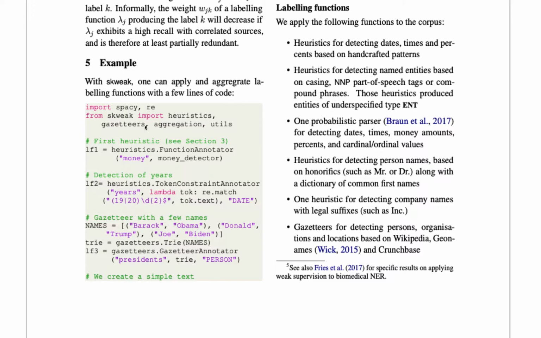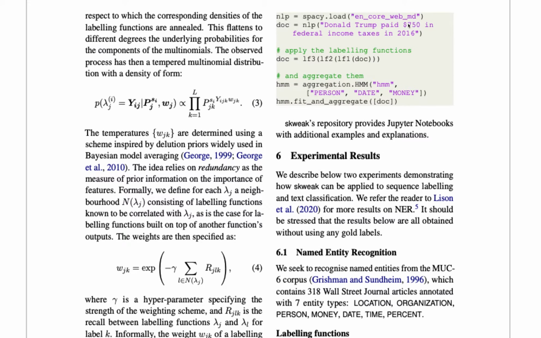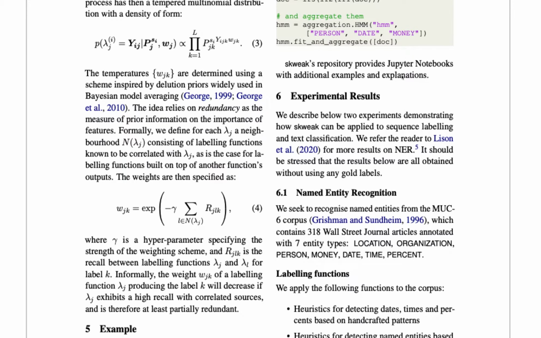And here they have given very good examples of how you can define various labeling functions. For example, they have defined labeling functions for money, year, date, names. They have given a sentence: Donald Trump paid this many dollars in federal income tax, and you can apply this model over a consecutive set of labels, and the model will give you an aggregated labeled example data set, which can then be used for your training. They've also given multiple examples in a Jupyter Notebook, which you can check on their GitHub page.